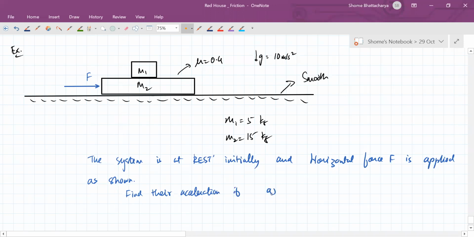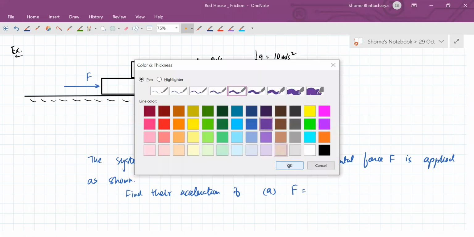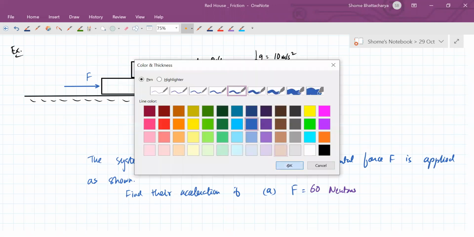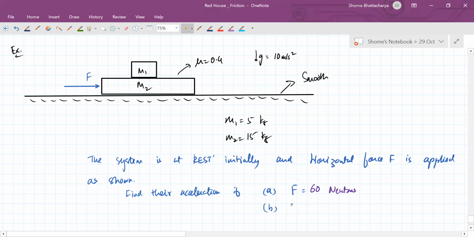If in the first case the force we are applying is, let us say, 60 newtons. And in the second case, the force we are applying, instead of 60, is 100 newtons. Let's see what happens in this case.